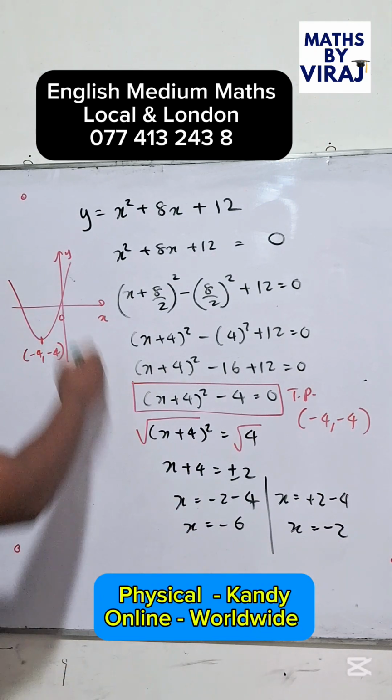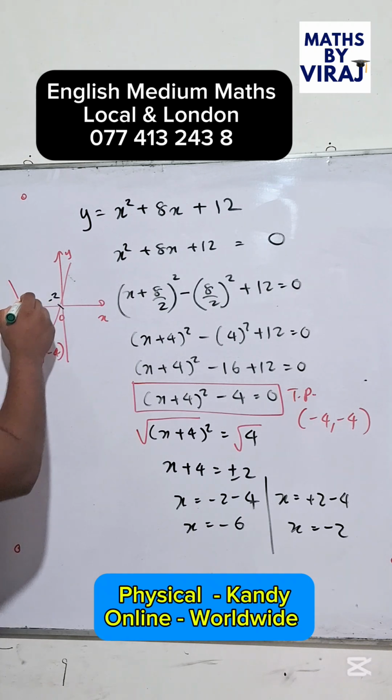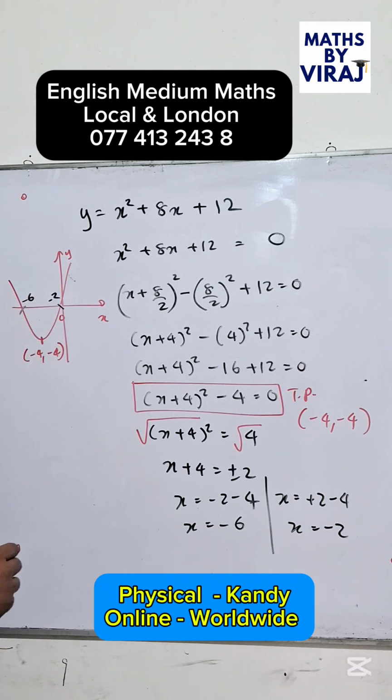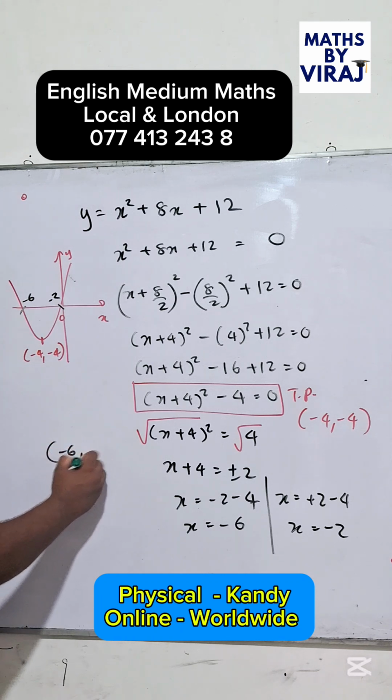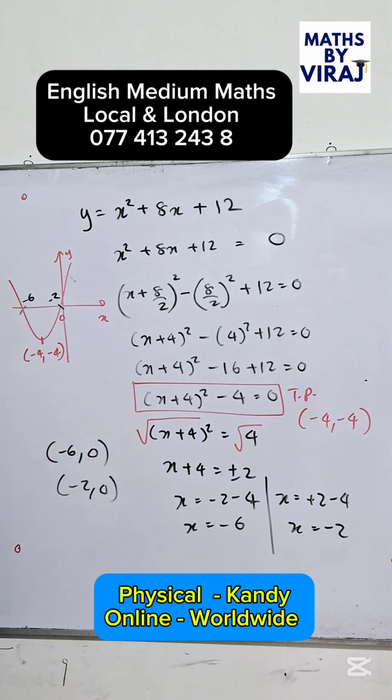Now, even though this graph is not clear, minus 2 and minus 6 are the points where the graph cuts the x-axis. Very simple. So our coordinates where the graph cuts the x-axis will be minus 6, 0 and minus 2, 0. Likewise.